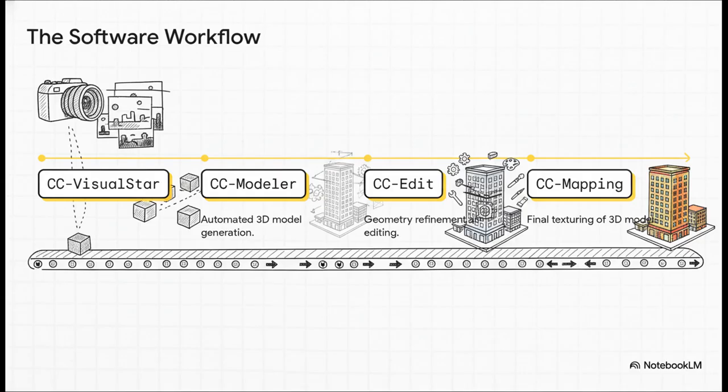The photo data gets ingested in one program, the raw 3D model is born in another, it gets cleaned up and refined in a third, and in the final step, those photorealistic textures are painted on. Each part of the process is built to handle just a massive amount of data.